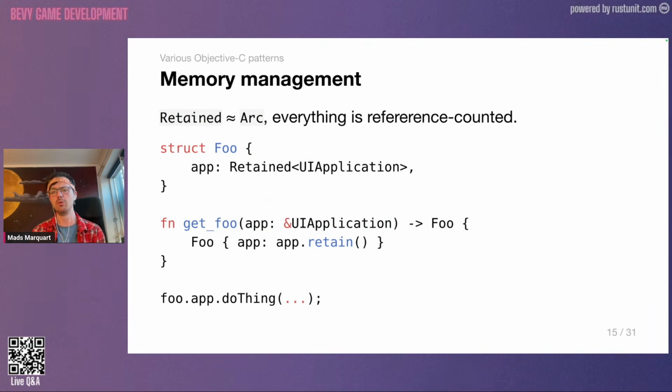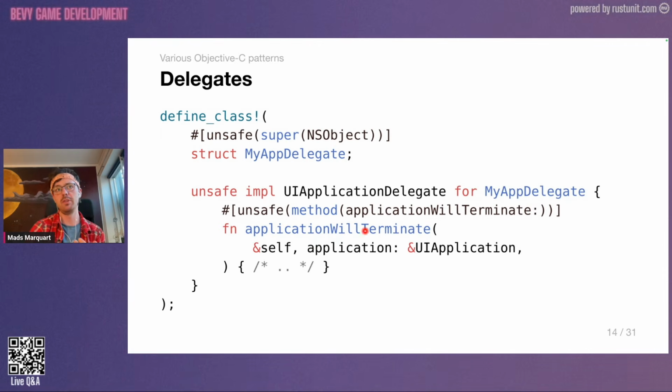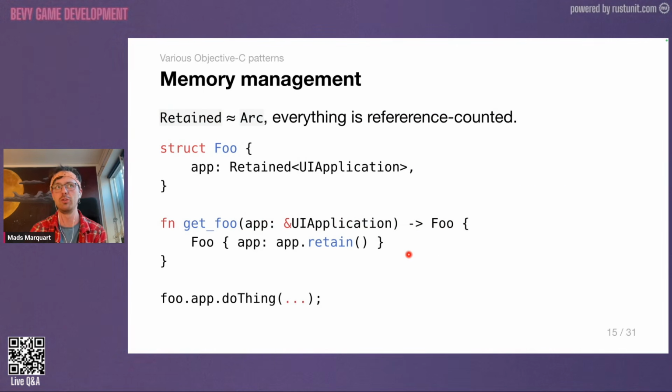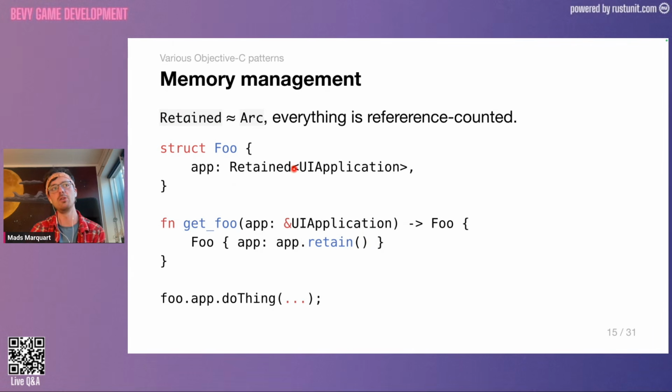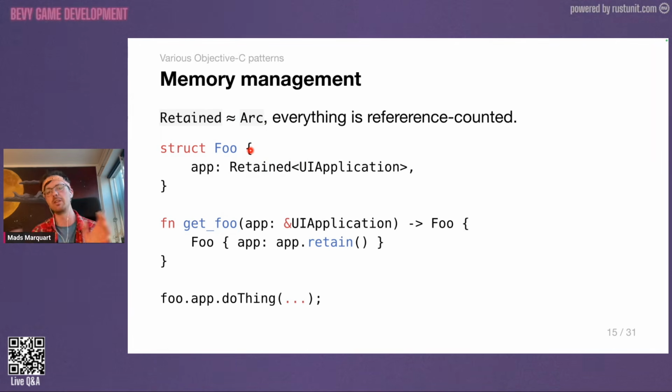Another thing to be aware of is memory management. Often you need to take something that you have gotten by reference, for example the actual application we're working with here, and then store it for later use. For this, we can retain it, and then it goes into this Retained wrapper type. It's basically an Arc, the Objective-C equivalent of an Arc. So it's useful to know that this is something you can do.